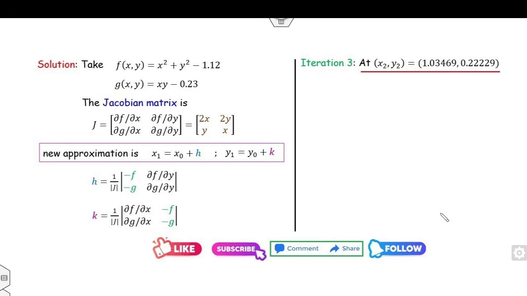Then again we can compute the third iteration. Again you can find the value of f at the point x2, y2. Find the value of g at the point x2, y2.